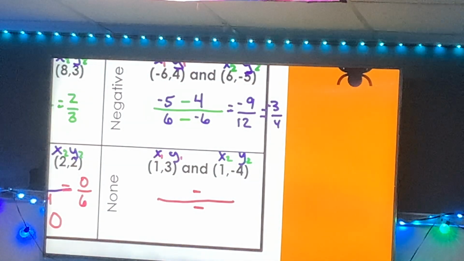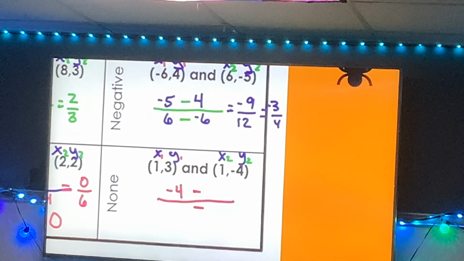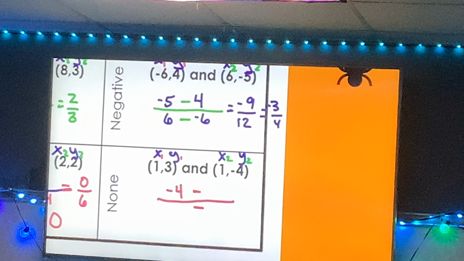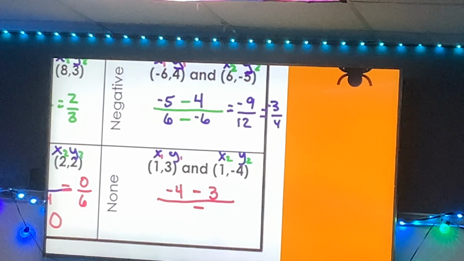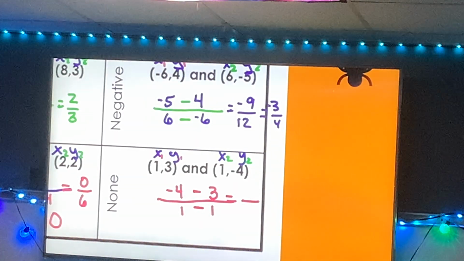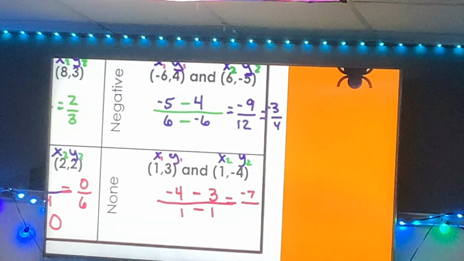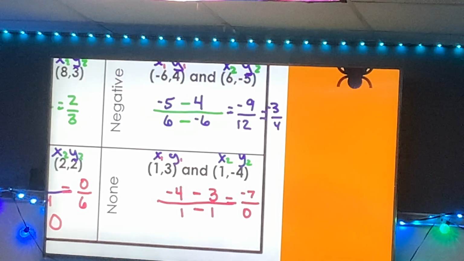What is my y2? -4. What is my y1? 3. What is my x2? What is my x1? -7. Oh, I just told you the answer. -4 minus 3. You're welcome. 1 minus 1. 0. Now go to a normal calculator. Please don't say the answer out loud.